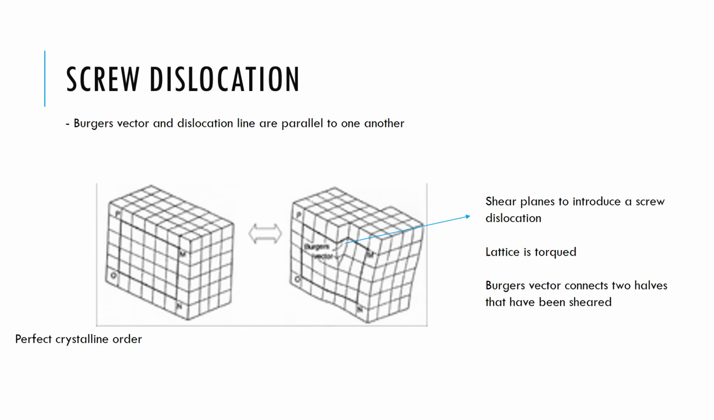You know that we also spoke about a screw dislocation. So here our Burgers vector and dislocation line are parallel to one another. On the left there I show you something that exhibits perfect crystalline order, and on the right is the same system but something that has been subjected to shear stress.